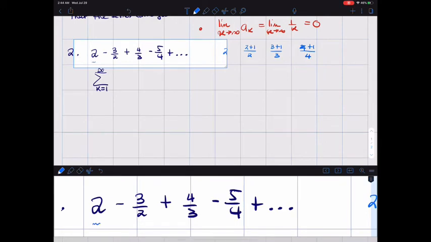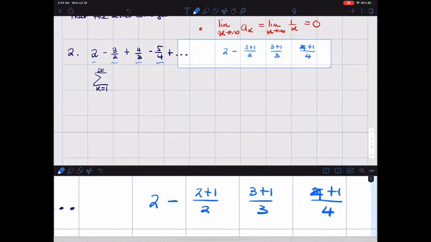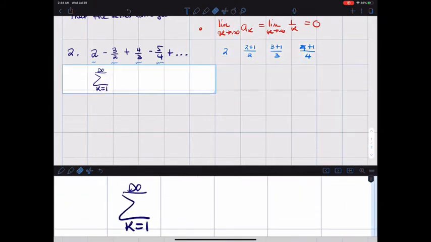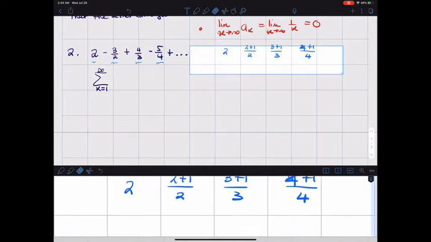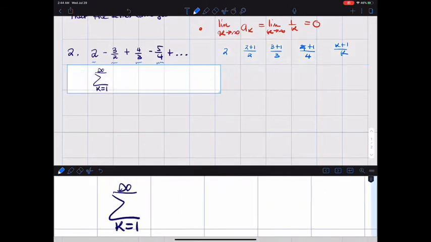This is 2. This is 2 plus 1 over 2. This is 3 plus 1 over 3. This is 4 plus 1 over 4. All right? But now we have this minus here. Let's forget about the signs first. Let's just assume that we're adding up all these numbers. So this number is like k plus 1. In general, it's k plus 1 over k. So let's write that down first. This is k plus 1 over k.